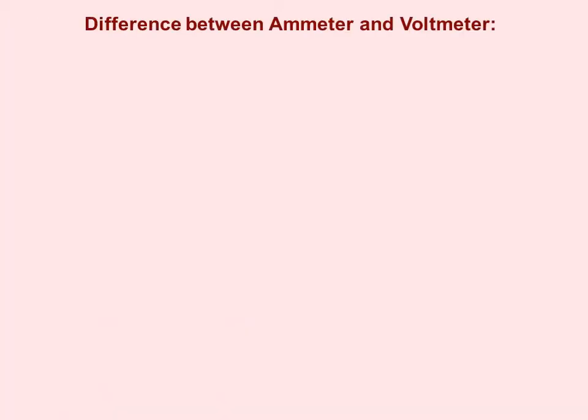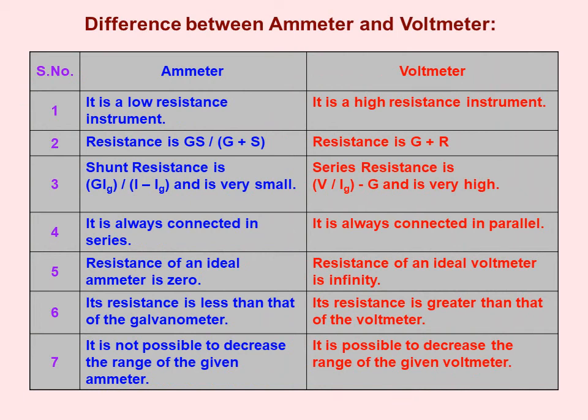Next, we'll see what is the exact difference between an ammeter and a voltmeter on the basis of 7 different points. So first we'll see the ammeter. It is a low resistance instrument, meaning in an ammeter the resistance is very small, because unless and until we keep the resistance low we cannot measure accurate current. That's why the resistance has to be lower, okay. Then the voltmeter, it is a high resistance instrument.